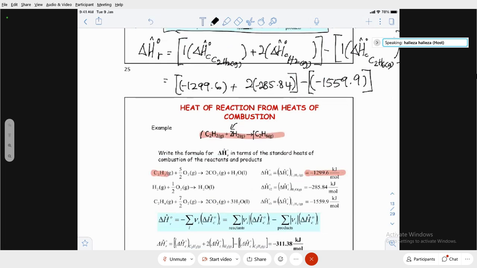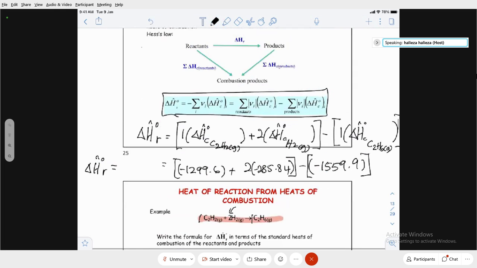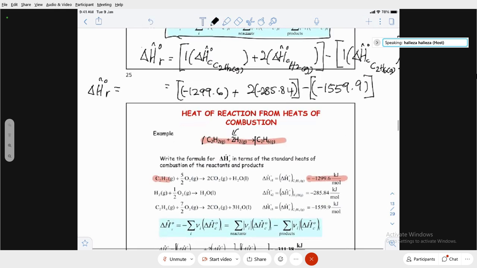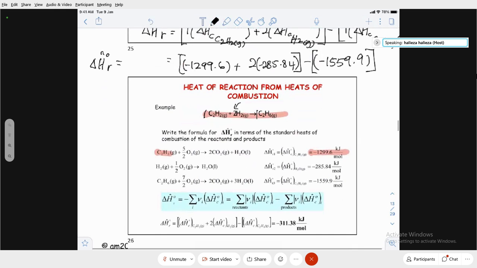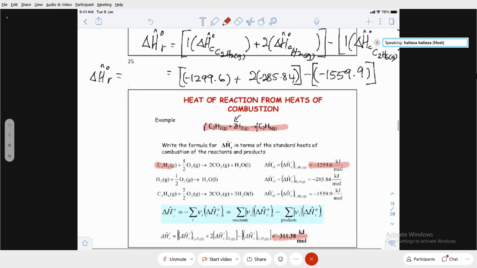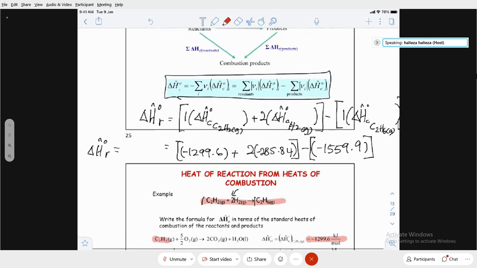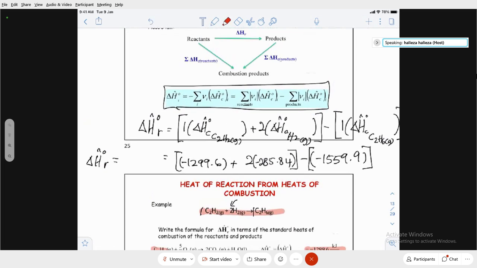Yeah, so everything is there. So what is your heat of reaction to calculate it? Will it be the same as the one given here, negative 311.38? Please do the calculation and check what the answer is.